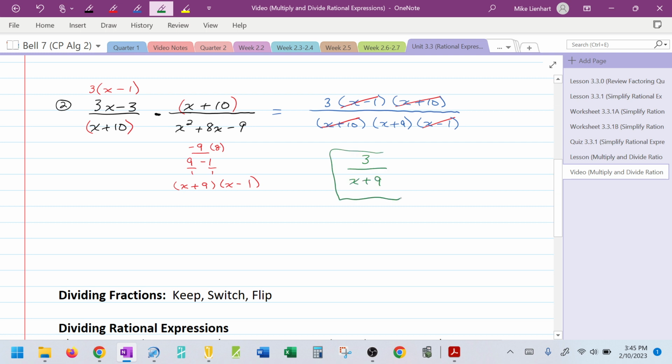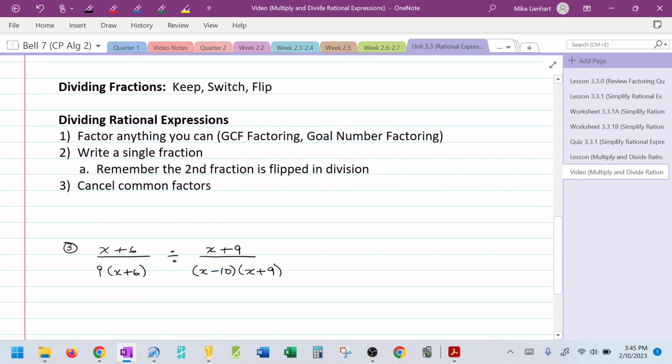And this is my final answer. Now, as we've always been saying, if I want to leave that in parentheses, that's fine too. So how about division? Well, in division, when you learn it in grade school, they probably taught you the idea of keep, switch, flip. Keep the first fraction, change the division to multiplication, and do the reciprocal or flip the second fraction. So we're going to still use this same idea to help us in doing these.